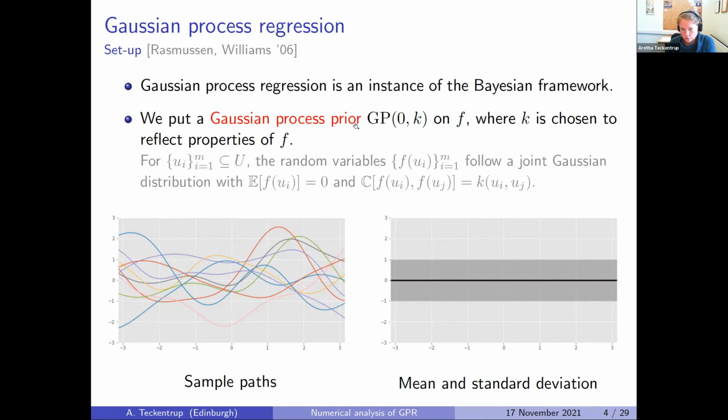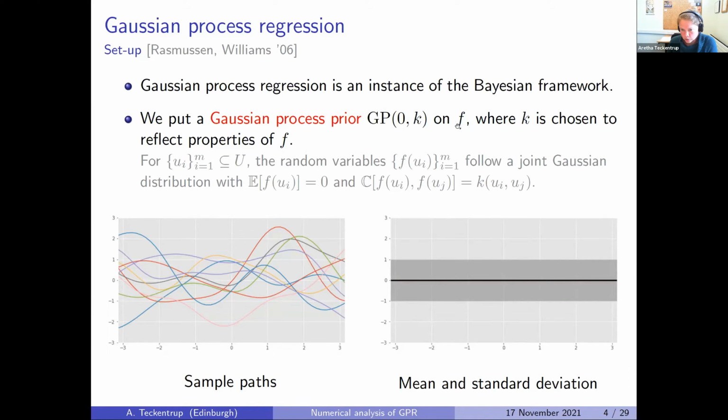So what you do is you follow the standard setup that you have in Bayesian statistics. You choose a prior distribution on your unknown function f. And in this case, as I said, we're choosing a Gaussian process. A Gaussian process is really just a distribution on functions. So it is a Gaussian distribution on functions. I've given you the definition here, right?